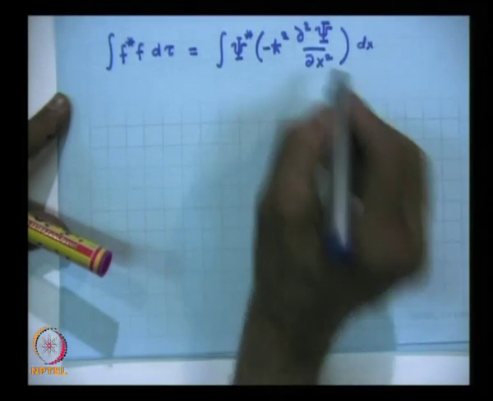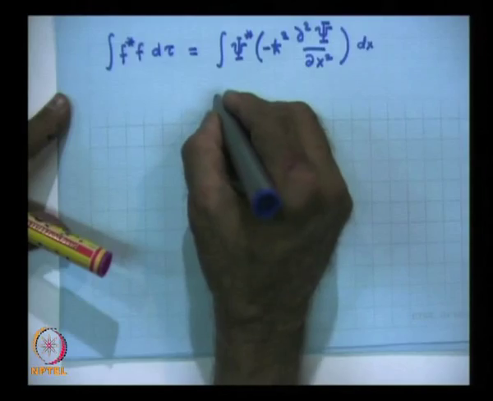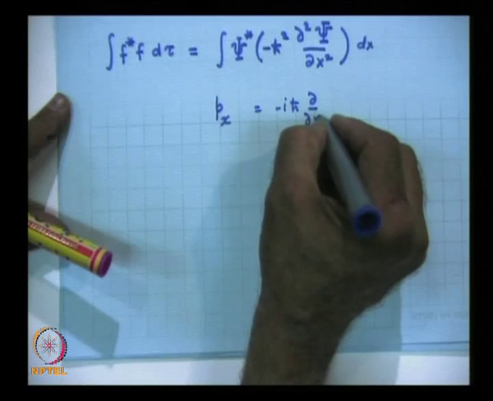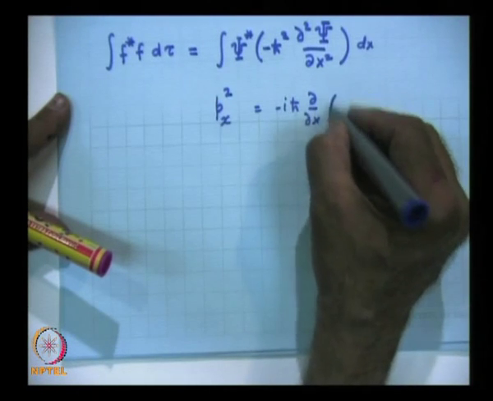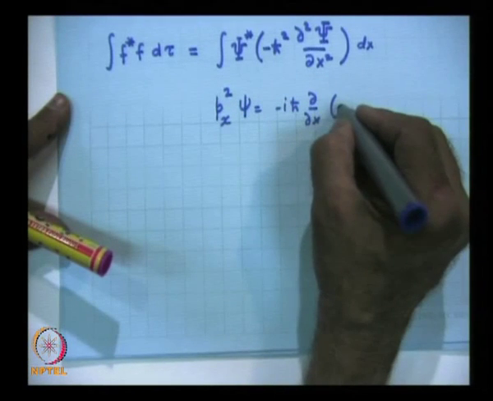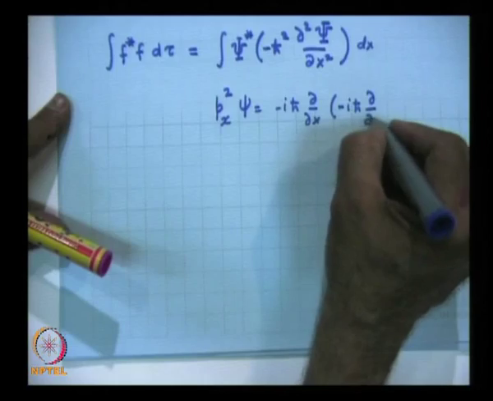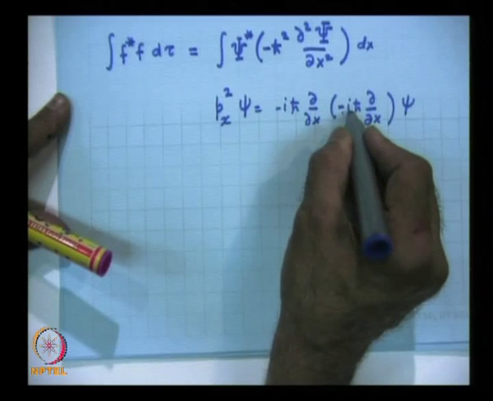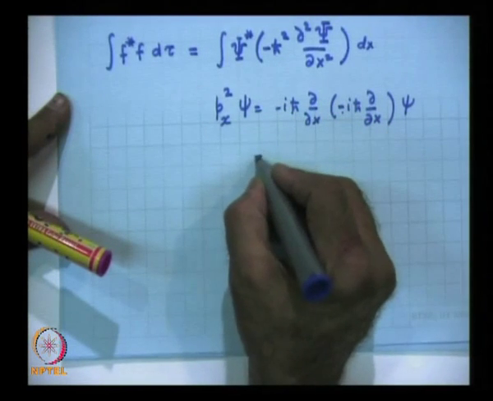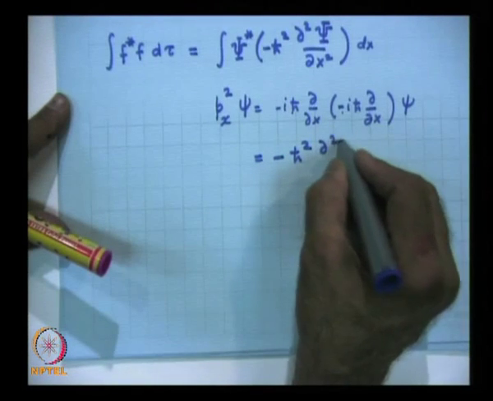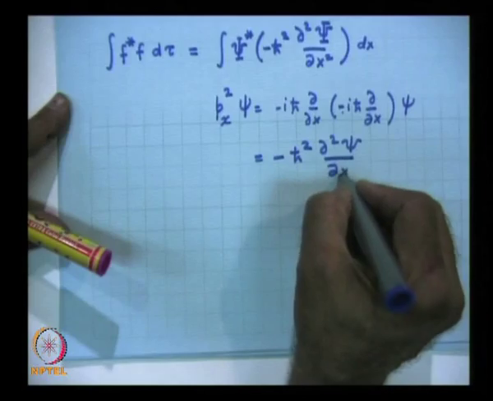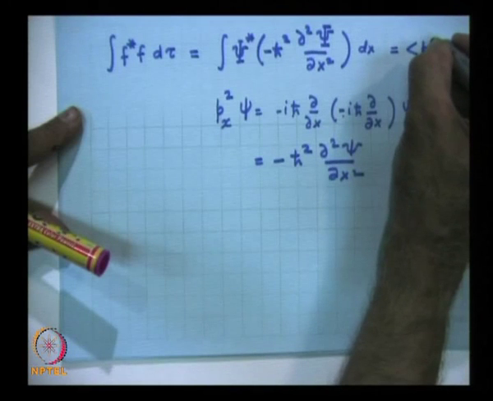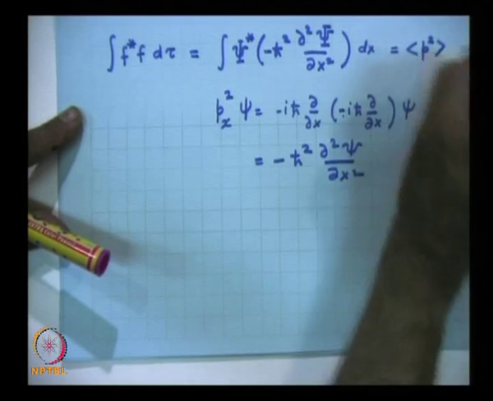So, this is the expectation value of px square, because you remember that px is minus i h cross delta by delta x, and px square will be minus i h cross delta by delta x. So, px square psi is minus i h cross delta by delta x into psi. So, this will be minus minus plus, h cross, and then i square is minus. So, this is equal to minus h cross square delta 2 psi by delta x square. So, this quantity becomes the expectation value of px square, but I will just write p square.